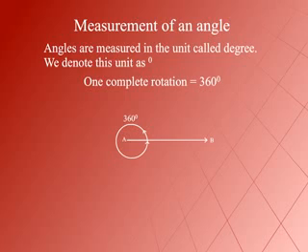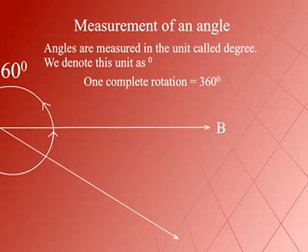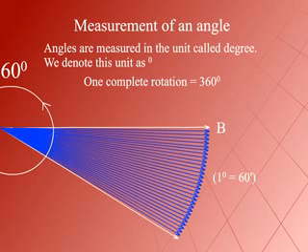A complete rotation of a ray forms an angle of 360 degrees at its end point. This is called a complete angle. Each part of 360 equal parts of a complete rotation measures 1 degree. If we divide a degree into 60 equal parts, each part of it is known as a minute. We denote it by 1 prime, that is 1 degree is equal to 60 minutes. If we divide a minute into 60 equal parts, each part of it is known as a second.